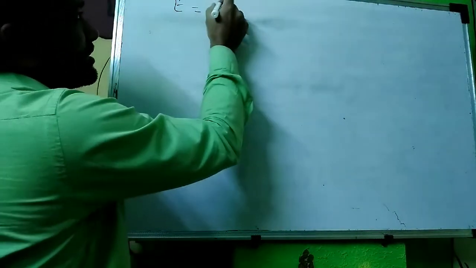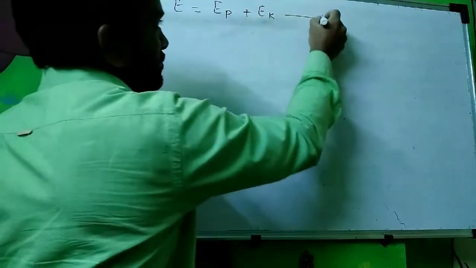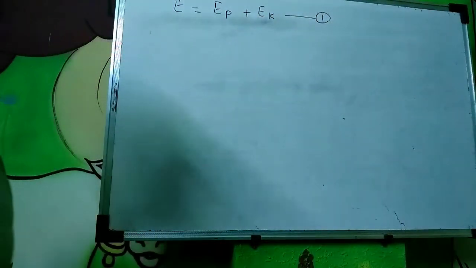Now the next topic is the energy of Bohr's orbit. What is the formula for the energy of Bohr's orbit? As we know, the electron has both types of energies, one is the potential energy and the second is the kinetic energy. So how can we derive the energy of the electron? Total energy is nothing but potential energy plus kinetic energy. We consider this as equation number 1.